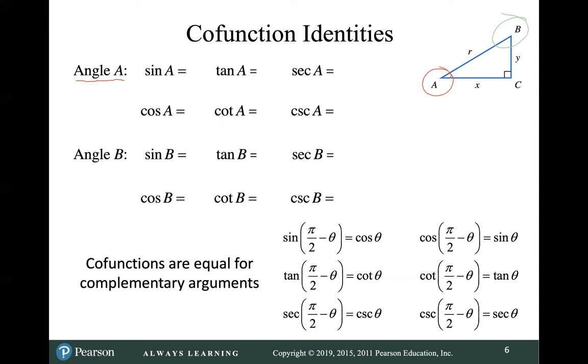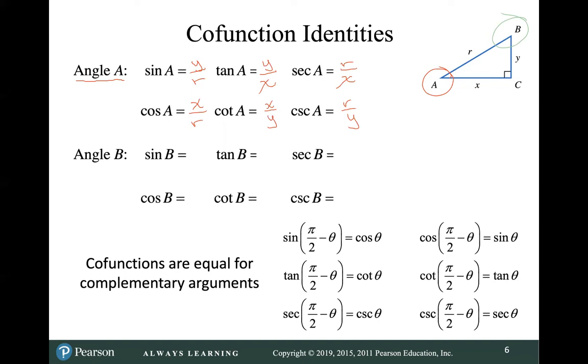That's the red angle. Sine of angle A, so opposite over hypotenuse, that's y over r. Tangent, opposite over adjacent, that's y over x. Cosine, so that's adjacent over hypotenuse, x over r. And then I'm going to use those reciprocal identities to find the last three. Cotangent will be x over y. Secant is the reciprocal of cosine, so that's r over x. And cosecant is the reciprocal of sine, so that's r over y.